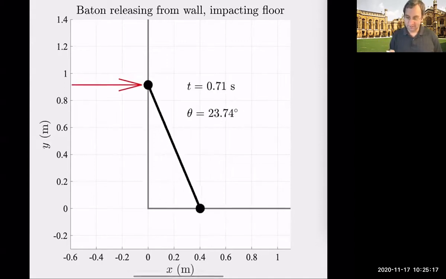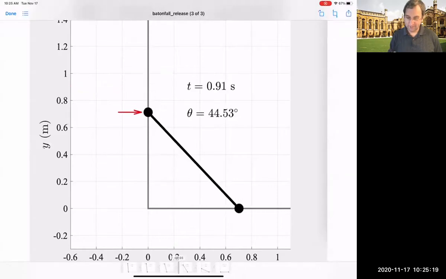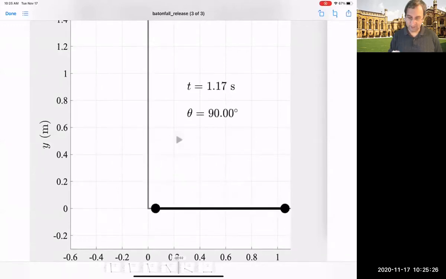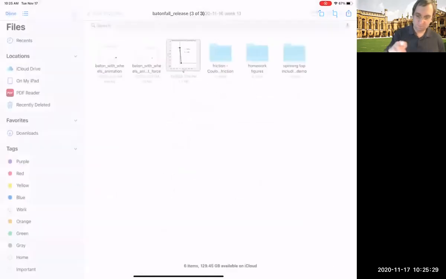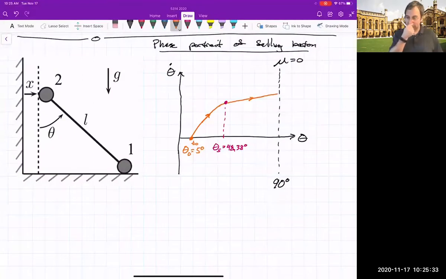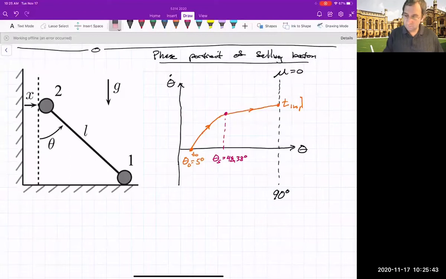Let's try that again. Right, it releases at, I don't know, 0.96 or something. And then just a fraction of a second later hits the ground. So that's that one trajectory, right? We call this ending point T impact. And T impact minus T0, I'm getting like 1.17 seconds.